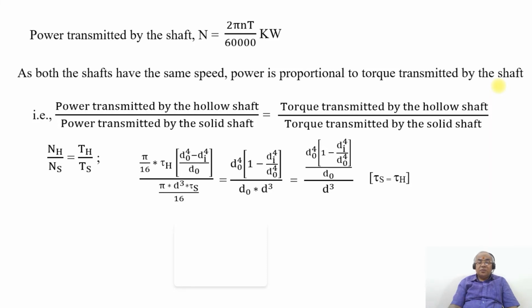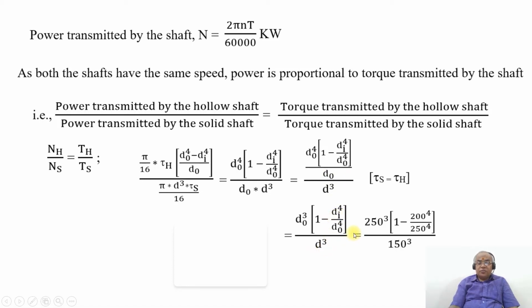As tau H is equal to tau S, taking the common factor of D naught, one D naught gets cancelled. So it reduces to D naught cube into 1 minus Di by D naught whole to the power of 4, divided by d cube. So substitute the values now, which is 250 cube into 1 minus 200 to the power of 4 by 250 to the power of 4, the entire thing divided by 150 cube.